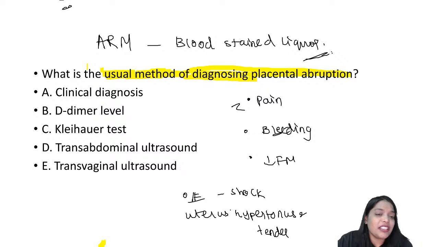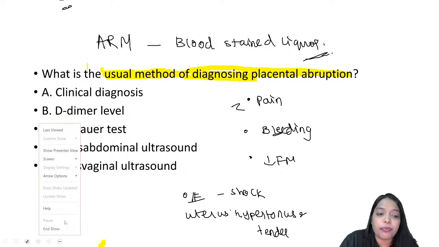So it is basically a clinical diagnosis. Yes, investigation of choice is trans-abdominal ultrasound, but most of the time, the usual method of diagnosis is clinical diagnosis. Okay. Now somebody is asking me, how do you differentiate between placenta previa and abruption apart from pain? So will you all help me to make a chart of differentiation between placenta previa and abruption?